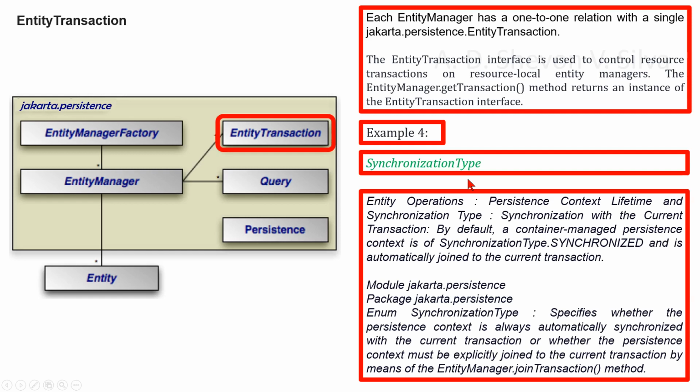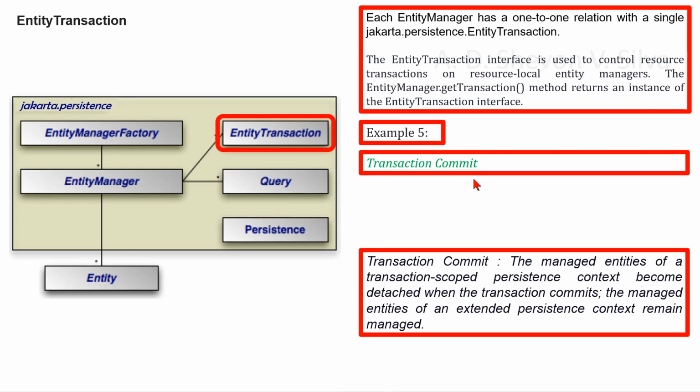An application-managed persistence context associated with the resource-local entity manager is always automatically joined to any resource-local transaction that is begun for the entity manager. Now we are considering transaction commit. The managed entities of a transaction-scoped persistence context become detached when the transaction commits. The managed entities of an extended persistence context remain managed.